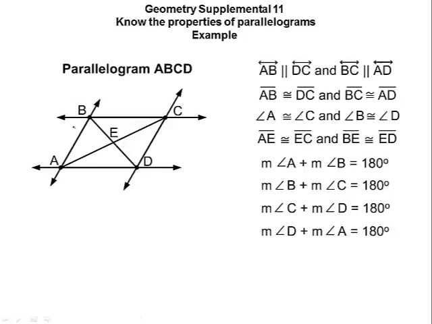A and B do add up to 180 because they're on the same side. But A and C would not necessarily. The only time A and C will add up to 180 is if you have a rectangle or a square, because then you have 90 and 90. But on any normal parallelogram, the opposite ones across from each other are equal, and any on the same side add up to 180.